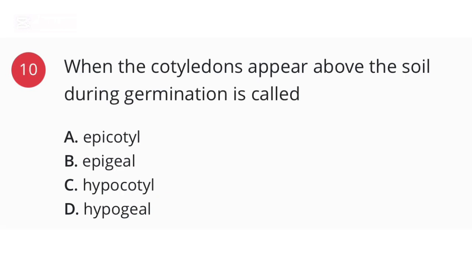Now number 10, when the cotyledons appear above the soil during germination, it is called A. Epicotyle, B. Epigel, C. Hypocotyle, and D. Hypogel. So hypogel is when the cotyledon enters into the ground. Then epigel is when it is up. So the answer is B, epigel.